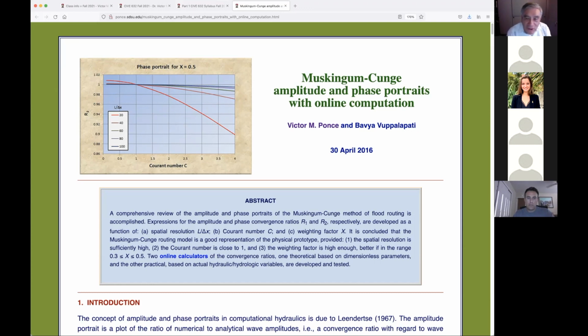Okay, so Cunge did it, but he did it in an incomplete fashion. So we decided to do it completely, thoroughly, for everybody to see, for anybody around the world to check Vavia's calculation.